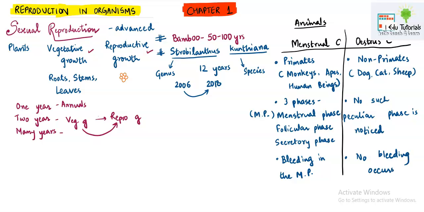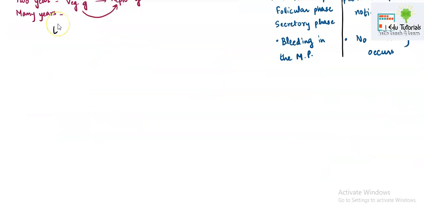So I recommend you learn these 2-3 differences, because in the board practicals also all these topics are important. The menstrual cycle occurs in the primates, the oestrus cycle occurs in the non-primates. The menstrual cycle is divided into menstrual phase, follicular phase, secretory phase. The oestrus cycle is not divided into such phases. Bleeding is remarkably noticed in the menstrual phase, which is the first phase of the menstrual cycle, whereas in the oestrus cycle no bleeding occurs. Now we will move towards the events of sexual reproduction.